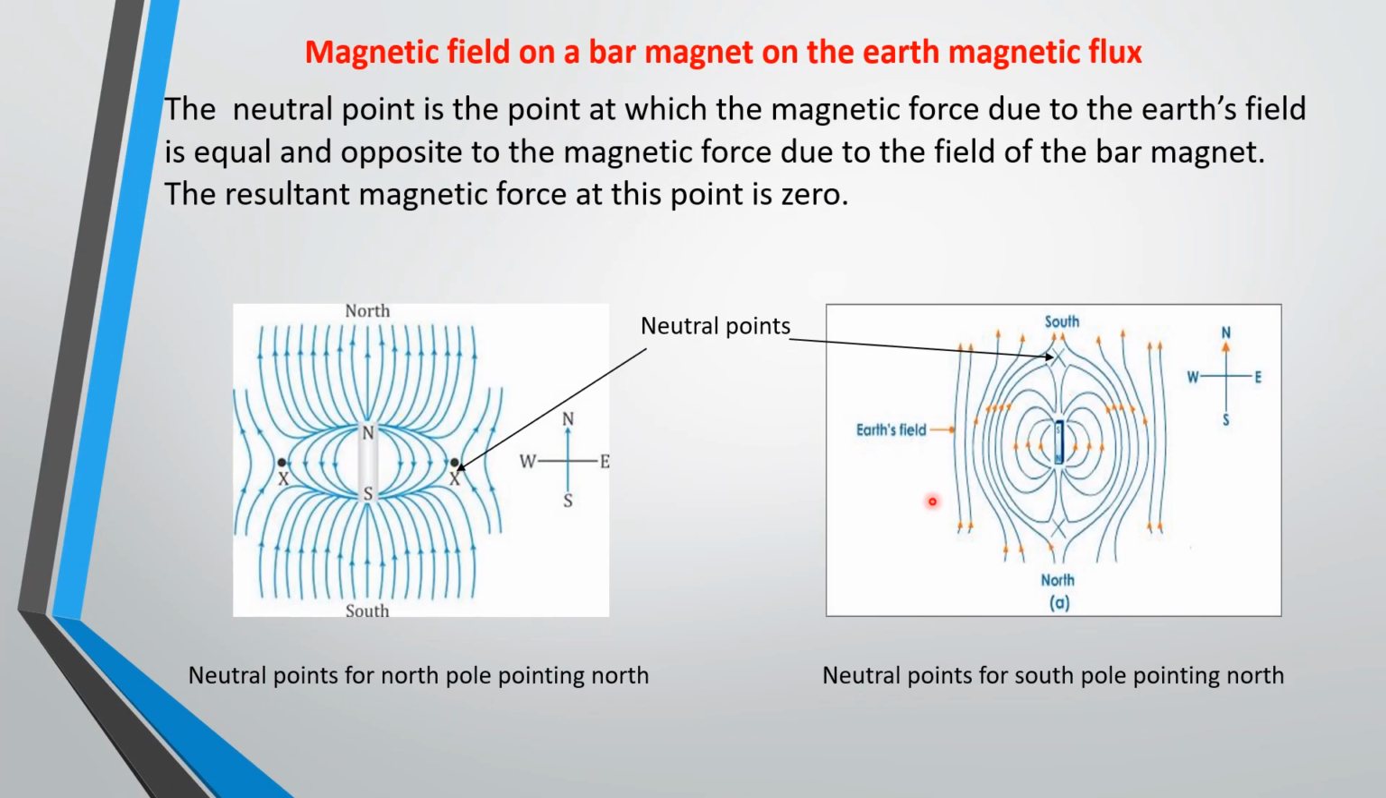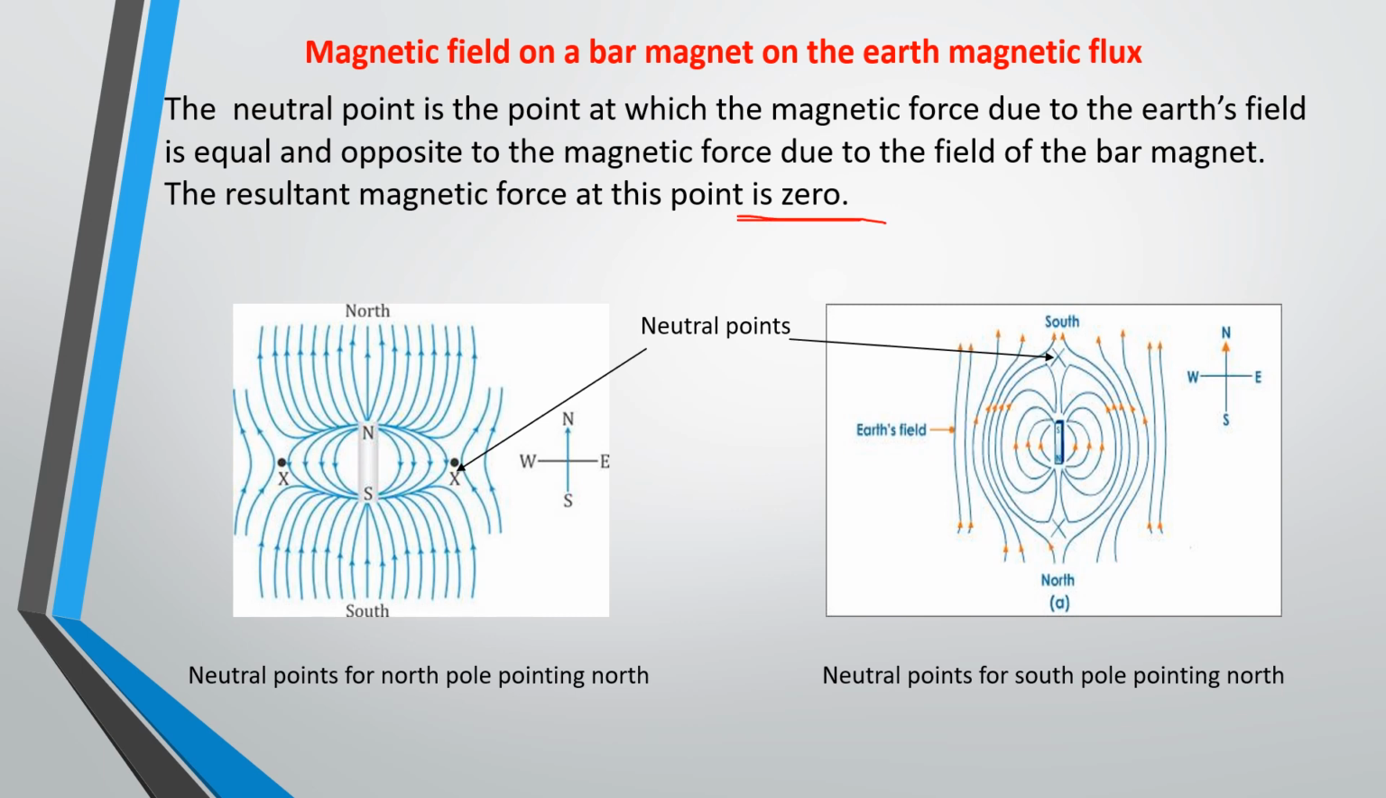Then magnetic fields on a bar magnet on the earth, magnetic flux. Okay, so in this particular section, we are looking at the neutral points. The neutral point is the point at which the magnetic force due to the earth's field is equal and opposite to the magnetic force due to the field of the bar magnet. So what that means is that the resultant magnetic force at this point is equal to 0.